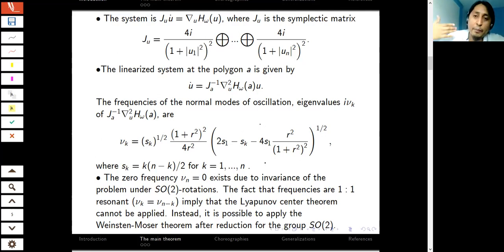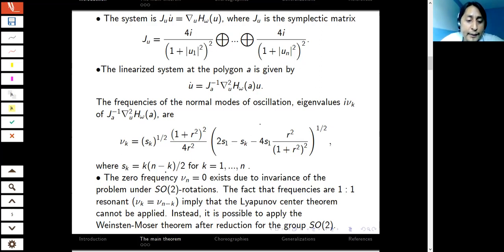If you want to prove the existence of periodic solutions, relative periodic solutions close to the polygonal relative equilibrium, you need to first take into consideration the symmetry of SO(2). Moreover, there is a resonance. What is a resonance? There is a one-to-one resonance. What does it mean? It means that nu of k is equal to nu of n minus k.